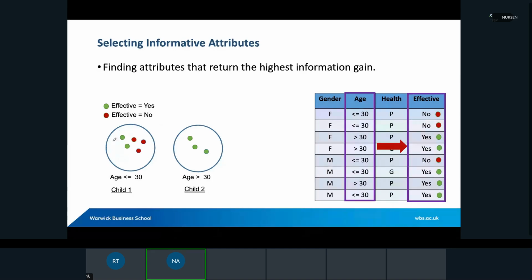So in child 1, where age is less than or equal to 30, we have 5 observations. You check how many cases we have. Overall, we have 5. I just marked them. And out of 5 examples, 2 of them are yes, 3 of them are no cases. In the other category, child 2, where age is greater than 30, we have 3 examples, 3 cases. I also marked them here, and all of them are green.